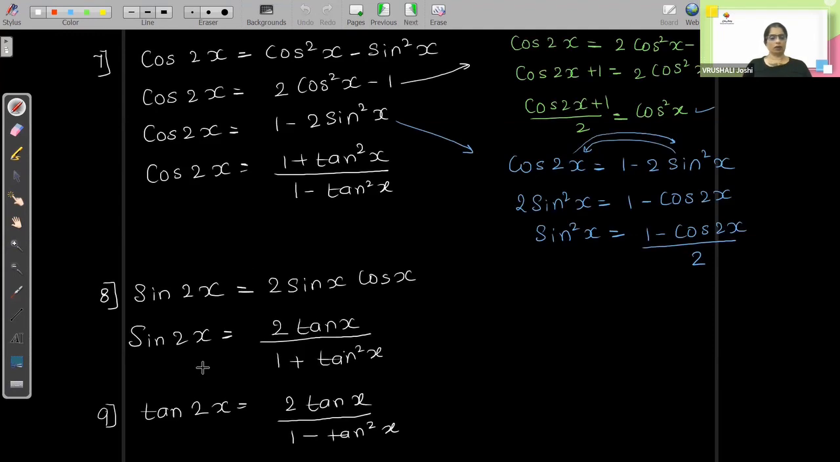Let's do the ninth one. Ninth one I think we did already. Yeah, ninth we did double angle formulas. So let's do the 10th one. What will we do in the 10th one? Triple angle formulas. What is the triple angle formula? Sin 3x. Sin 3x is what? 3 sin x minus 4 sin cube x.